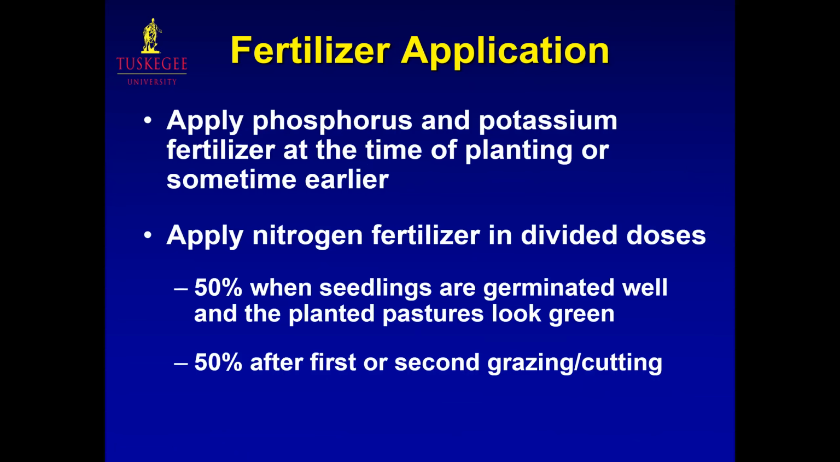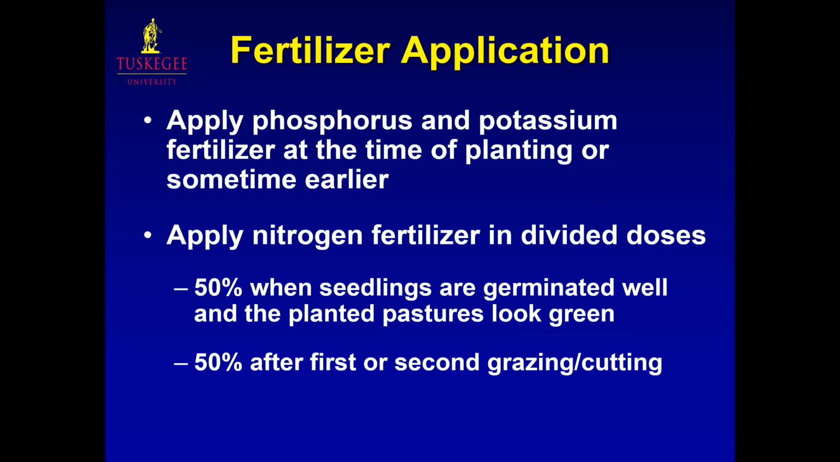As we have already talked about, phosphorus and potassium fertilizers are more stable as compared to nitrogen fertilizer. That's why we can apply phosphorus and potassium fertilizer at the time of planting or a little earlier than planting time. Maybe one week in advance you can do that, or you may just wait and apply the fertilizer at the same time when you do the planting.